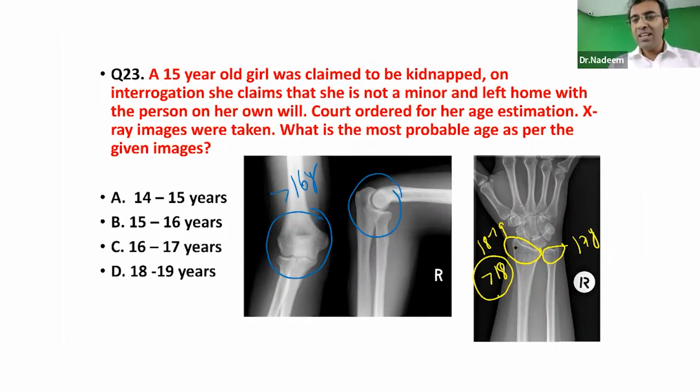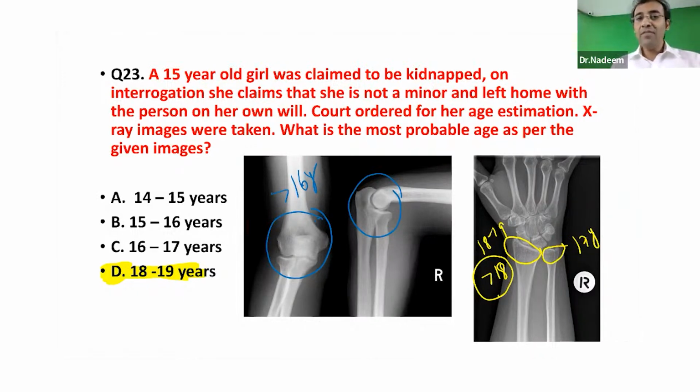After seeing these two pictures, I can say that the age of that female is more than 18 years. Complete ossification at the elbow occurs after 16 years. Over the ulna, 17 years. Radius, after 18 only. Easy to understand?